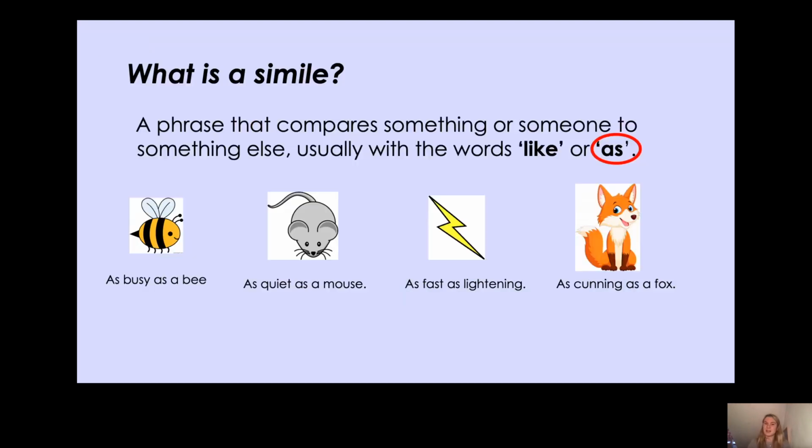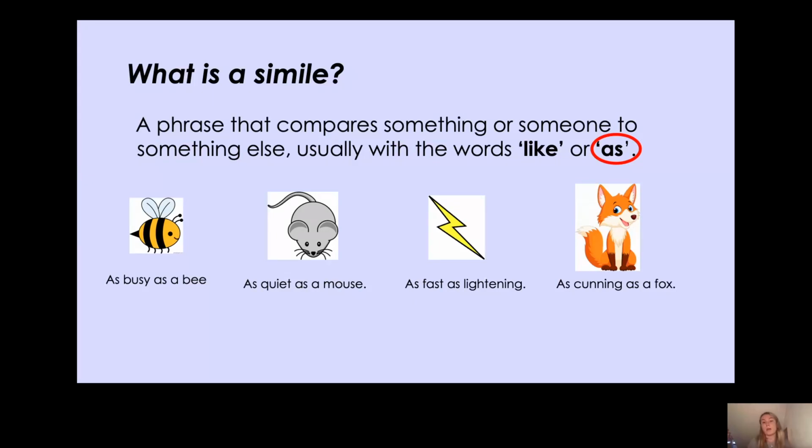So a simile is a phrase that compares something or someone to something else. So it's a phrase that is used to compare 2 things, okay? And that could be a person to a thing, or 2 people, or 1 thing to another thing, okay? And they usually use the words like or as, okay? So an example where you use like is, she has hair like straw, okay? So you're comparing her hair to straw.